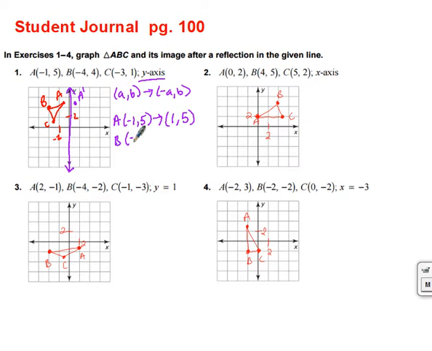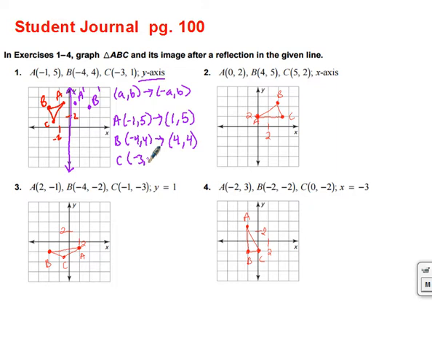Now B was (-4, 4). So it does the same thing. The x-coordinate, the -4, changes sign. The y-coordinate stays the same. This is my coordinate for B prime. So I go (4, 4), and this is B prime.